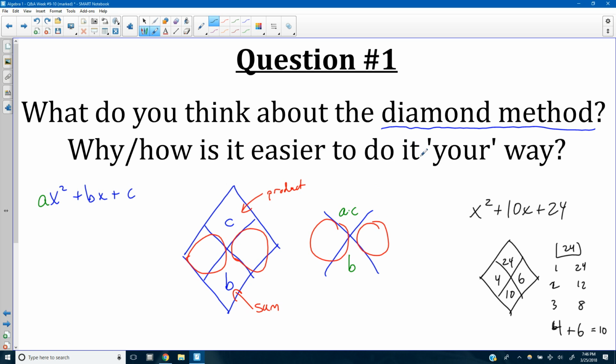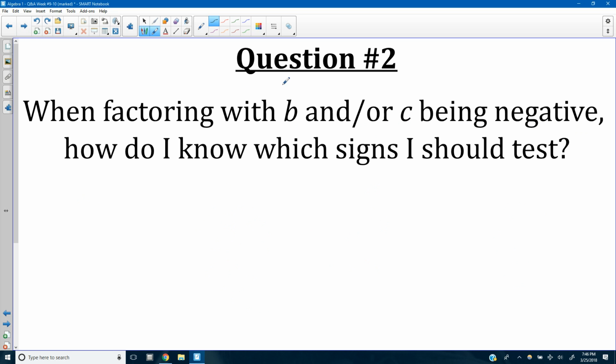So the reason why I think mine's easier is because if I can mentally do it, I'm just going to write it out straight up. I'm not going to draw all this to make it happen, and I don't have to rely on it. Otherwise, there's no difference. They are the same thing. Good question, though. Thank you for asking. All right, now we're going to go to question number 2.